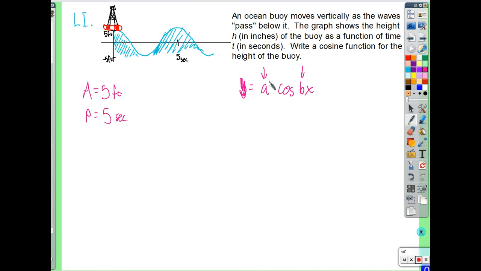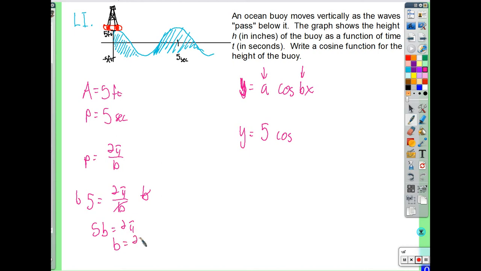All right, so the a, that's easy, right? It hasn't flipped upside down, so it's just a positive 5 times the cosine of what? What times x will give it a period of 5? Well, we know a period is equal to 2 pi over b. So the period is 5. That's equal to 2 pi over b. Now we just solve for b. So we'll multiply by b on both sides, and then we'll cancel that b. We get 5b equals 2 pi, and b equals 2 pi over 5. Okay, so b is 2 pi over 5, so 2 pi over 5 times x. So now it has a period of 5. This is an amplitude of 5, and we're all good to go.